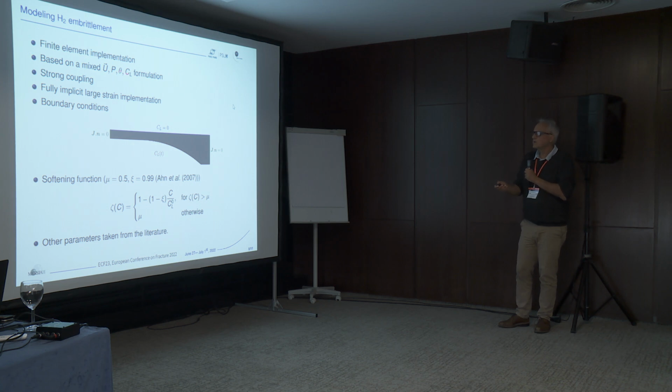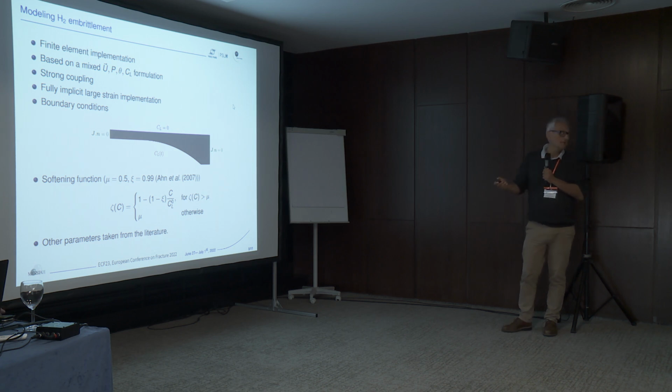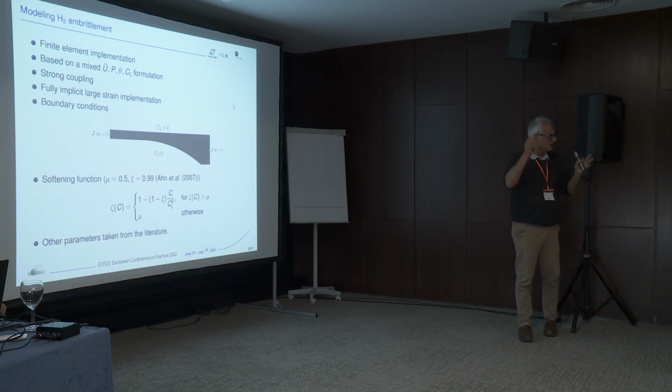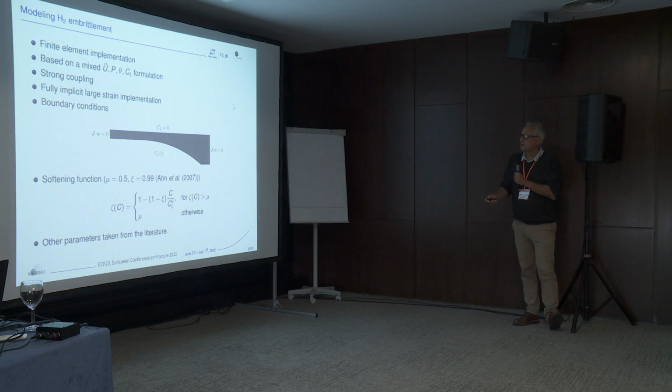I will not go into the detail of the implementation. The only thing we have to do for hydrogen diffusion is add another nodal variable, which is the lattice concentration. This is strongly coupled. That means we do not have a staggered scheme. We solve everything at the same time, mechanics and diffusion. So strong coupling, and we use a fully implicit scheme with a large strain implementation.